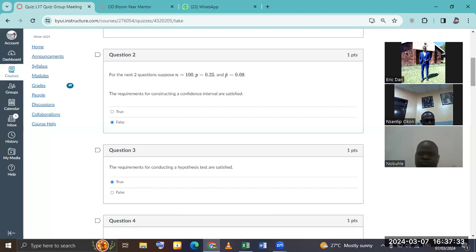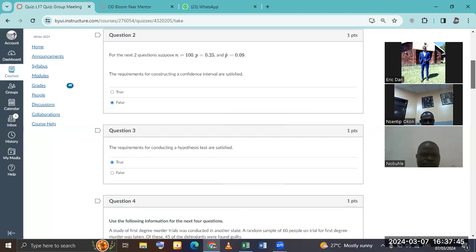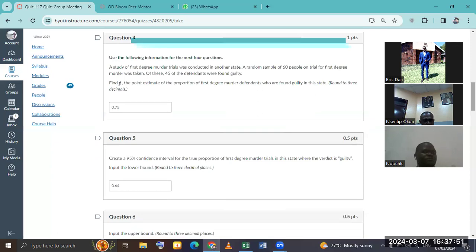And then number 3. We move on to number 3. The requirements for conducting a hypothesis test are satisfied. So that is true, right? Yes, because I tried multiplying and I was able to get that very answer, to say it's more than 10.